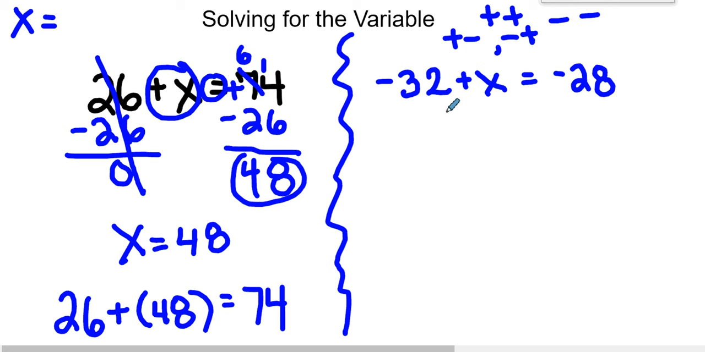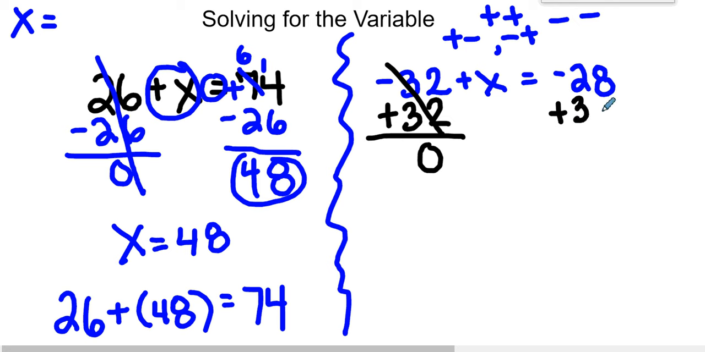Negative 32 plus X equals negative 28. Well, we have to do the opposite. So if we have a negative 32 there, we have to do the opposite to make it 0. What is the opposite? Add, correct. Plus 32. Negative 32 plus 32 is? 0. You're at negative 32 on the number line. You add 32, it brings you back to 0. Cancels that out. What we do to one side, we do to the other.